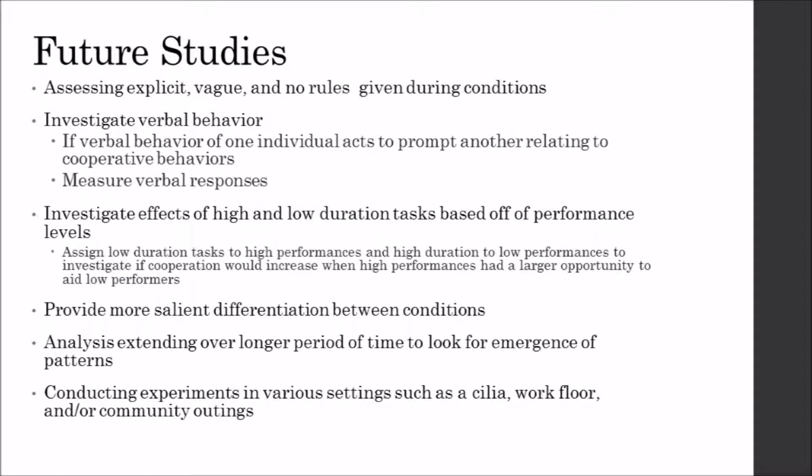Future studies could extend on the current study and Smith et al. 2011 and address the roles of different rules, explicit, vague, and no rule conditions with adults with disabilities. Future studies could also investigate verbal behavior, measure verbal responses, and see if the verbal response of one individual acts to prompt another individual, and look for different kinds of patterns in those kind of responses. Future studies could also look at tasks presented.